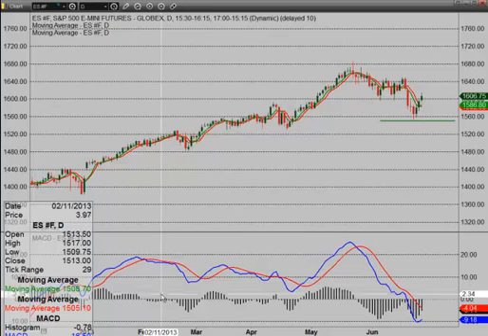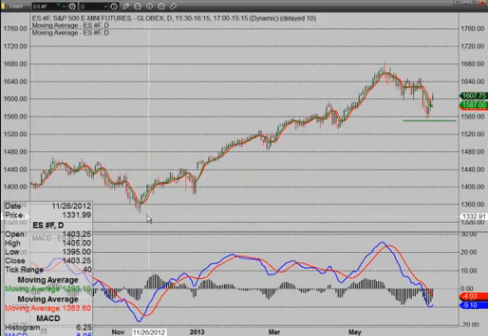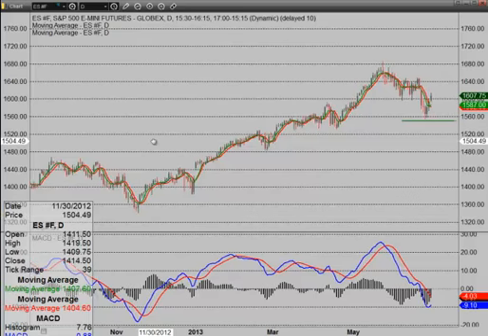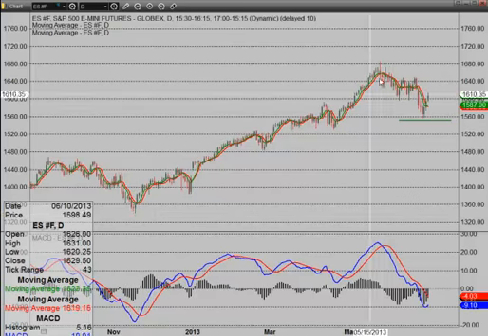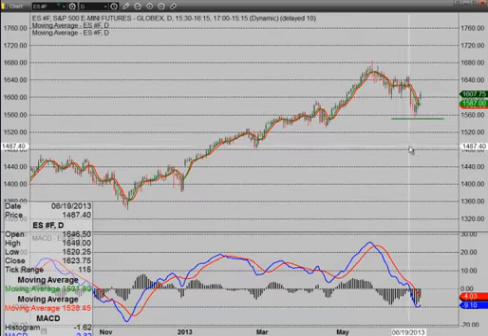However, we could see a steeper retracement of this last leg up, really, which started in last November. We can't rule out a 50% retracement of this overall move, which would take us short term quite a bit lower.